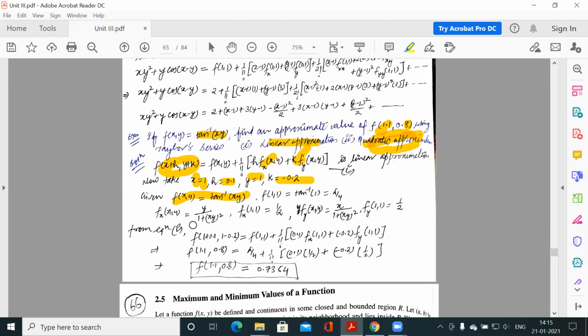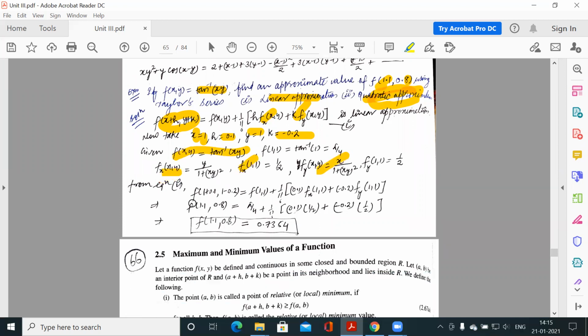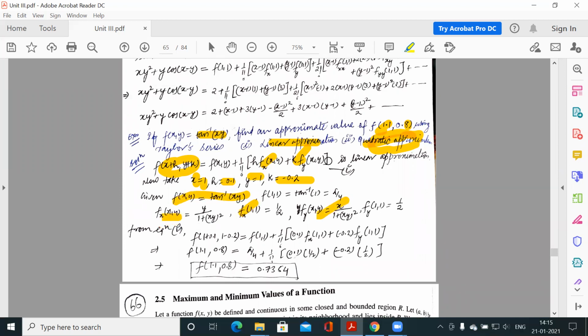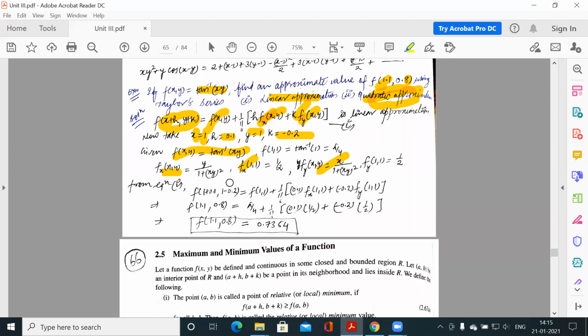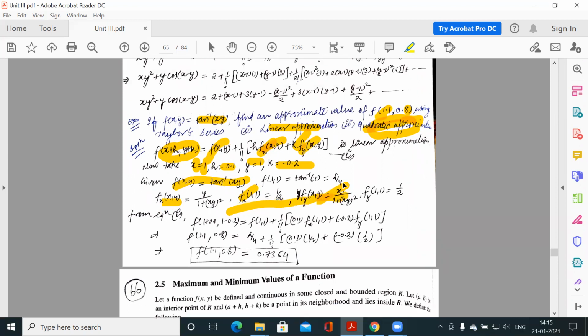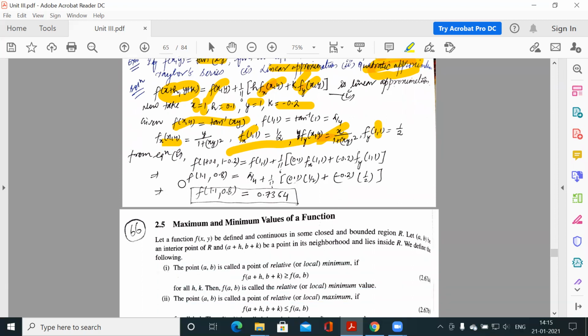this is your function with all the partial derivatives, and this is your expansion. You have to find out only f of xy, fx of xy, fy of xy. These are the derivatives, and these are at the point 1, 1. In this way you will get your answer.